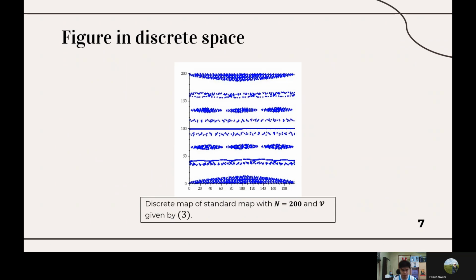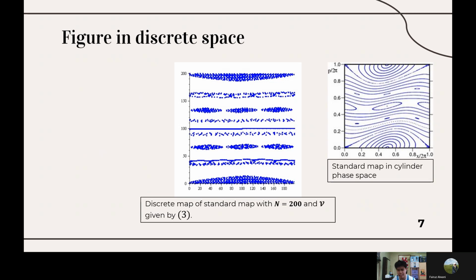So this is an example figure of the standard map, but in a discrete space. So this is the standard map. This is the discrete map with a value of n equal to 200 and v given by the equation before. As we can see, there are only the island chains. We can only see the island chains in the figure, but the KAM tori we cannot see.